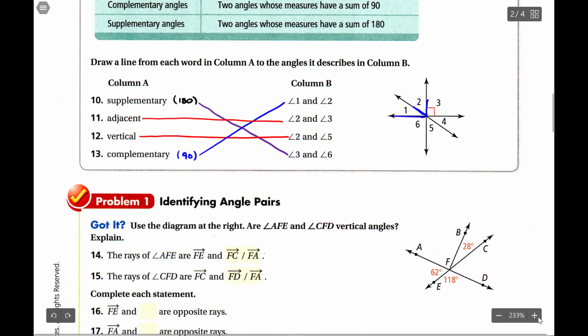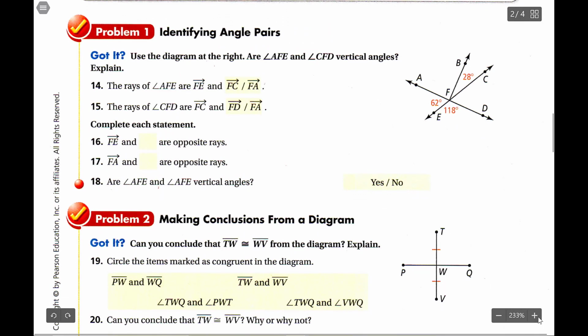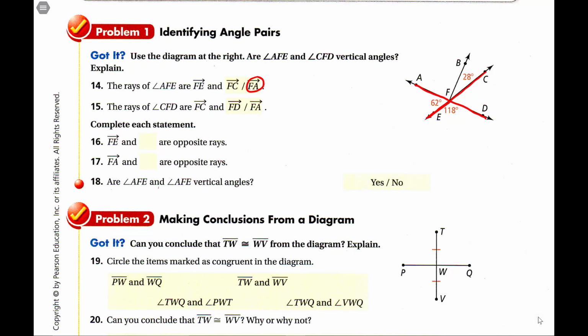All right, so identifying angle pairs. We're going to use the diagram to determine whether or not angle AFE and CFD are vertical angles. So let me just draw these in here. We have angle AFE, and then we have CFD. We want to determine whether or not those two are vertical angles. The rays of angle AFE are FE and FA. The rays of CFD are FC, and then the other one would have to be FD.